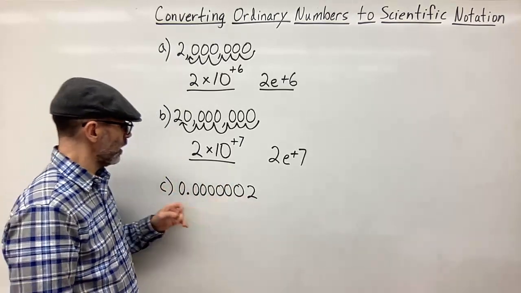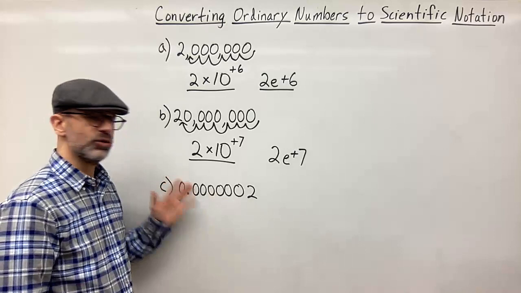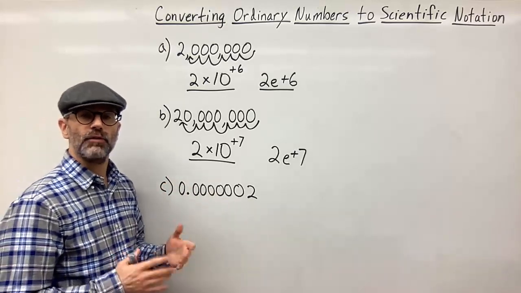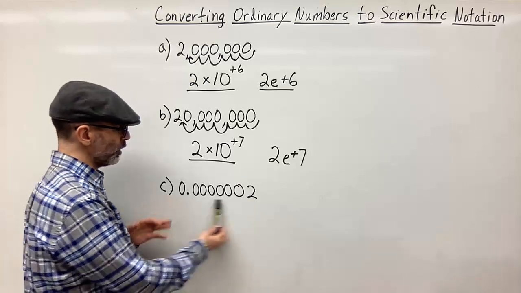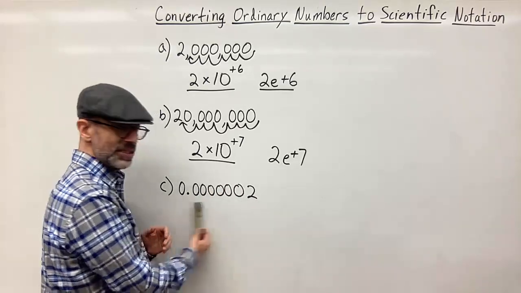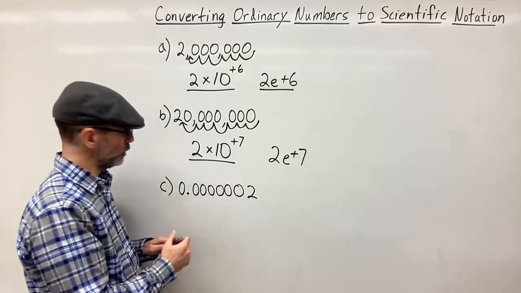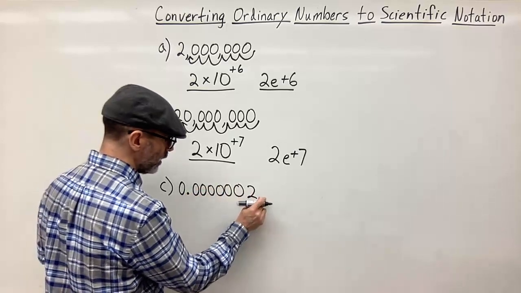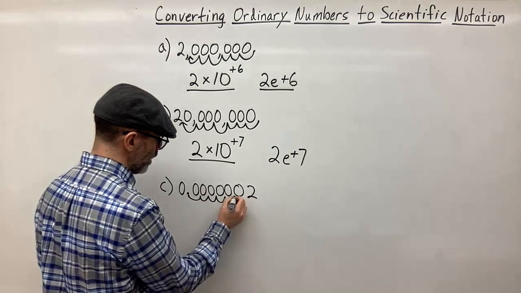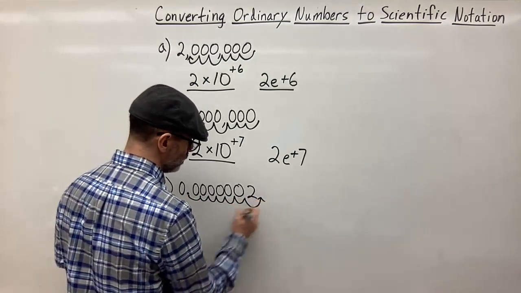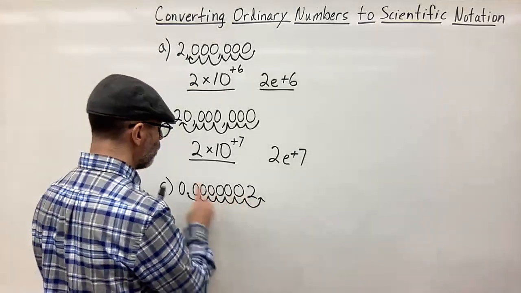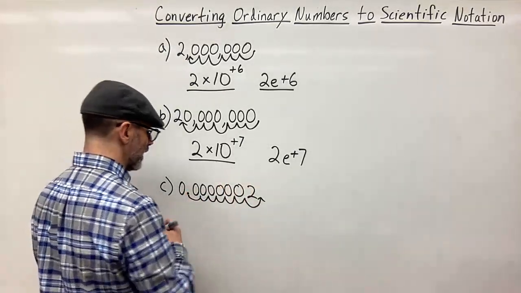Okay, what about this one? So again, this one, I'm going to do the same way. I have the decimal point here, so I'm going to move it to the right of the first number. Well, the first digit in this number is the 2. These zeros are not the first, they're just placeholders. So I'm going to move it over to the right of this 2. So 1, 2, 3, 4, 5, 6, 7. So I had to move it 7 times. So now I've changed this number into 2.